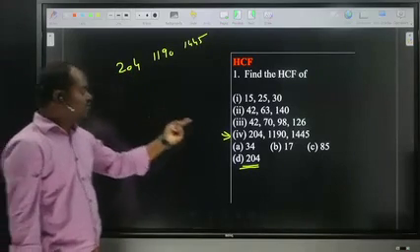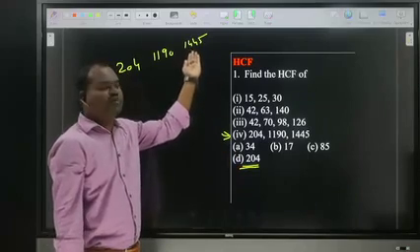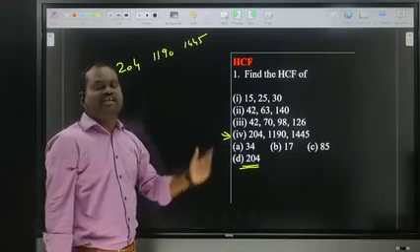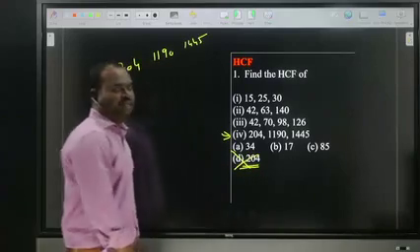But 204 is an even number. In an even number table, we can't get this 1445. So that is definitely not the suitable answer. By looking, we can eliminate it. It is eliminated. Okay?